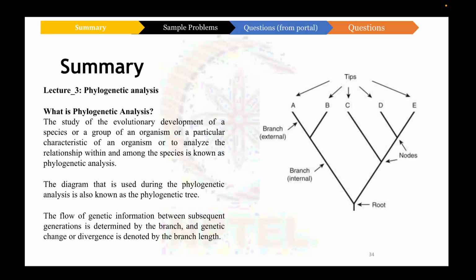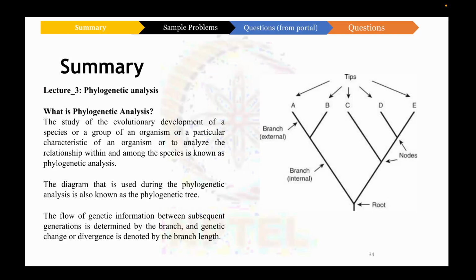So the main components of the phylogenetic tree are nodes. So nodes represent the hypothetical ancestors or common ancestors of the organisms being studied. Each node represents a point in evolutionary history where a lineage diverges into separate branches, and nodes are usually depicted as a point where the branches split.